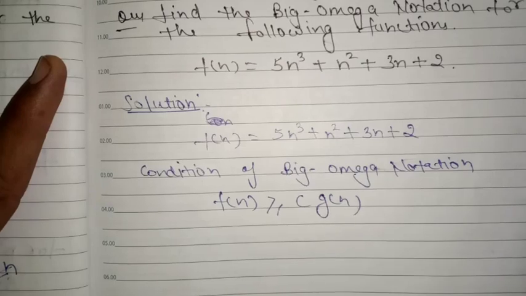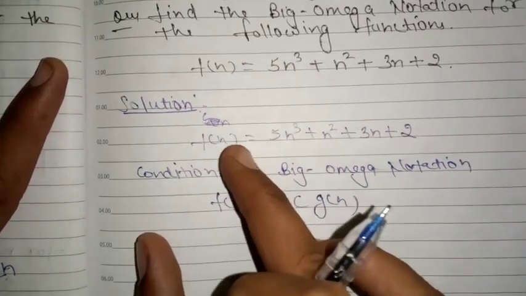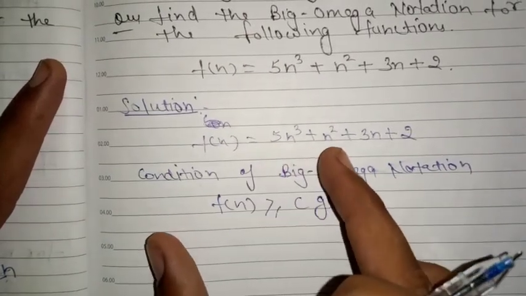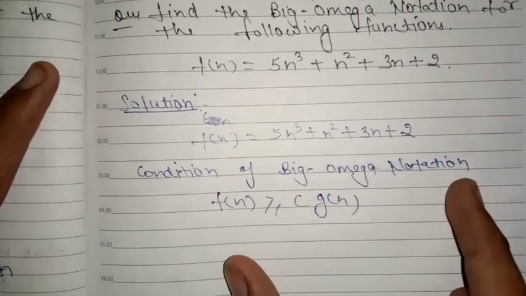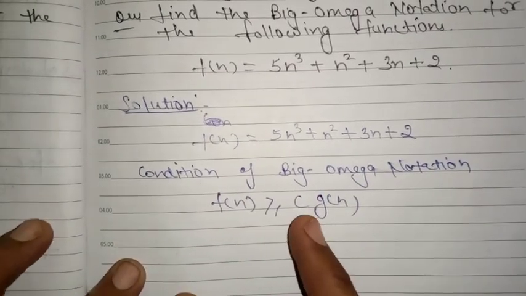Let's see the solution of this problem. Our function is f(n) = 5n^3 + n^2 + 3n + 2. The condition of big omega notation is f(n) greater than or equal to c g(n).